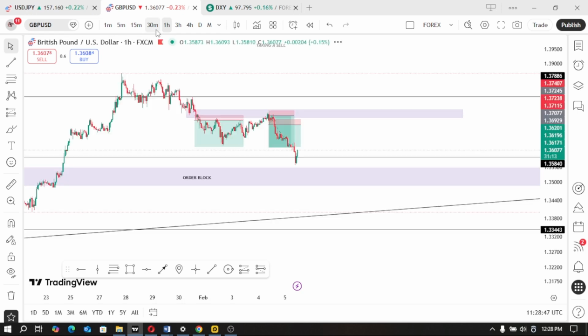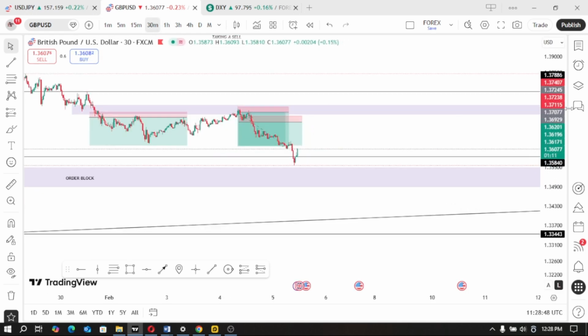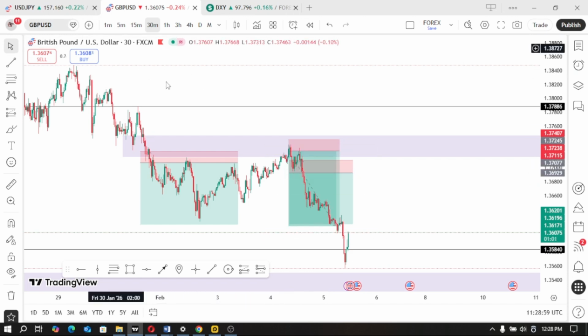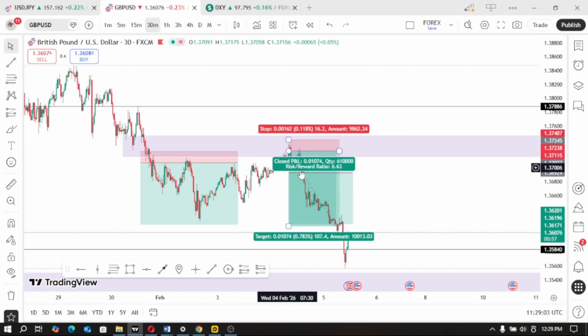Let me use this one. If I took this trade yesterday, right? I took this trade yesterday. Now, Sniper Academy sent this trade to the group, and you can see it was a GBP/USD, against the US dollar, right? Now, it was a sell.